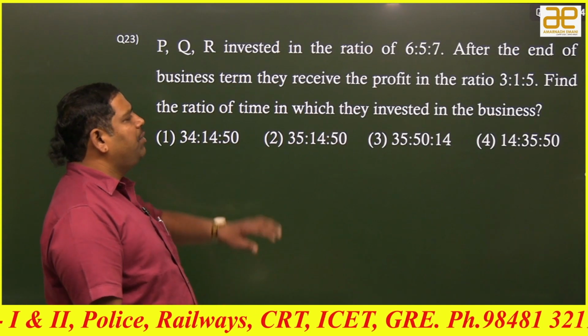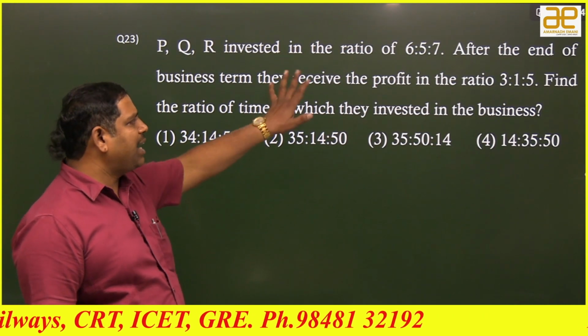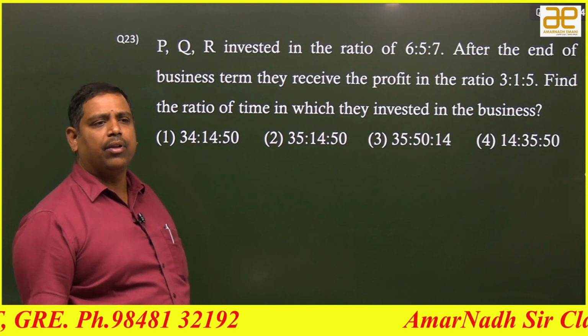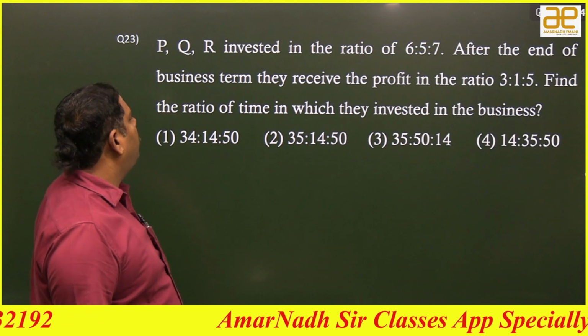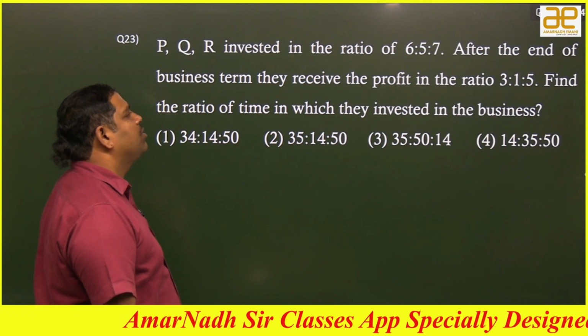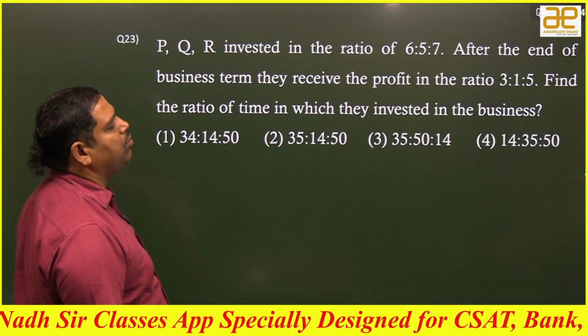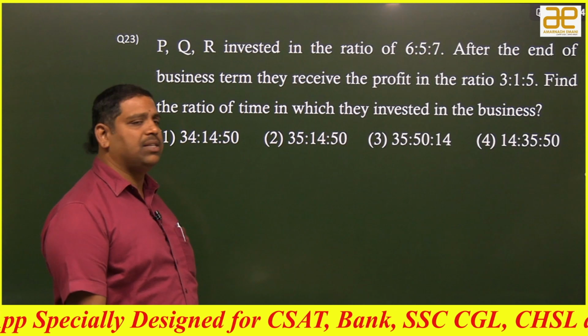PQR. Here, this is one of a model actually. What happens is, if you have practiced this question, in the examination you can answer this like this. Else it will be a help for you. Okay. Right. PQR invested in the ratio 6:5:7. After the end of the business term, they received the profit in the ratio 3:1:5. Find the ratio of time in which they invested in the business.